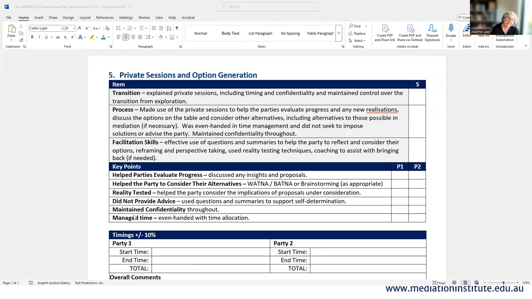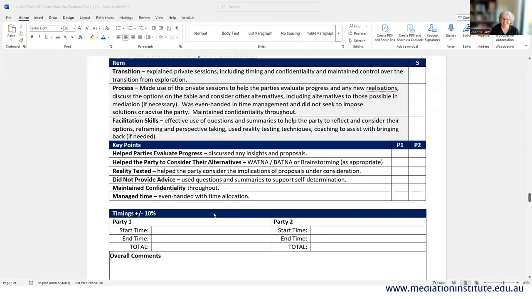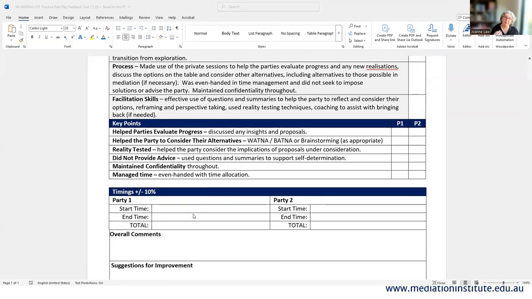All of those things, it depends on the context, but we're wanting to see that you're not just using 10 minutes to have a random chat. You're working towards achieving something. We are really looking at you being even-handed with the time allocation.